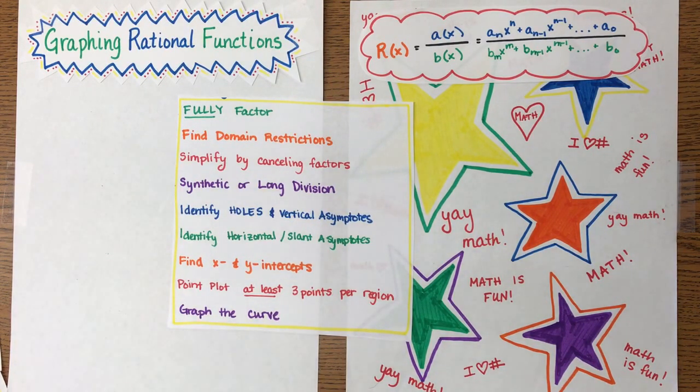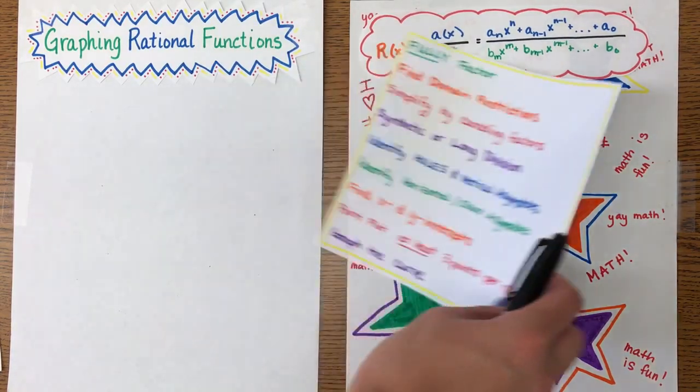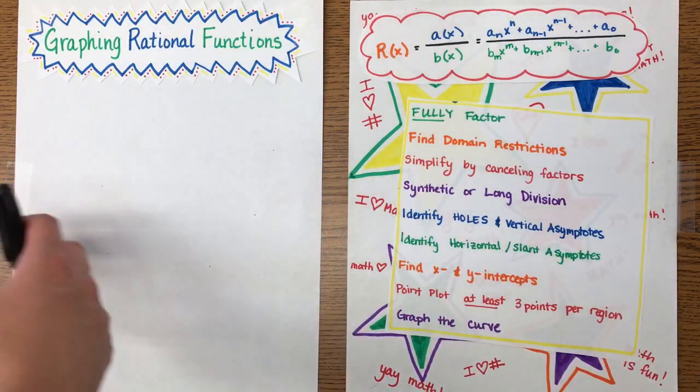Then identify any horizontal and slant asymptotes. Find your x and y intercepts. Point plot using at least 3 points per region. That's a minimum of 3 points per region. Many times you'll actually need more than 3 points to truly understand what's happening in a region of the graph. So you want to make sure that you get at least 3 points per region. And then you're just going to go ahead and graph the curve using the points.